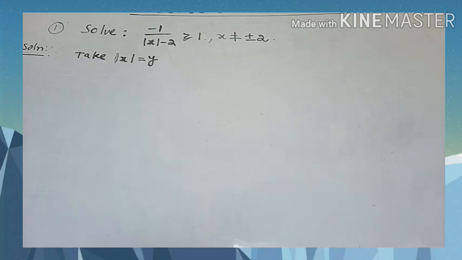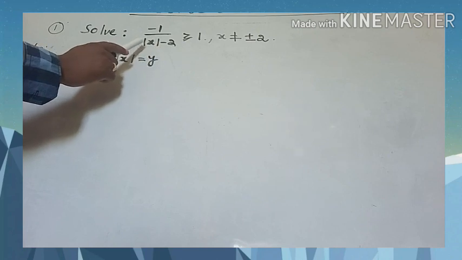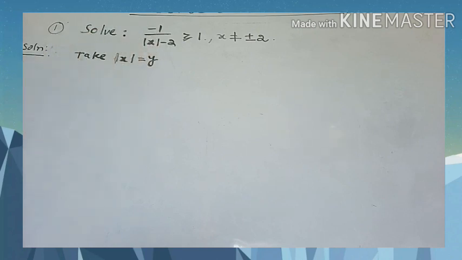Today's first problem is: solve minus 1 by mod x minus 2 greater than or equal to 1, where x is not equal to plus or minus 2, because the denominator mod x minus 2 should not be 0. If it is 0, then it becomes undefined and the problem itself is not defined properly.